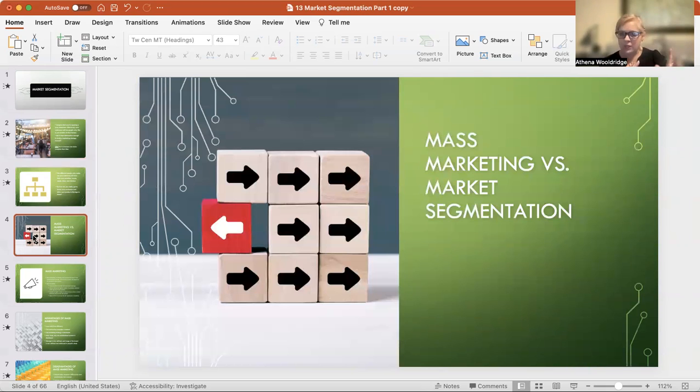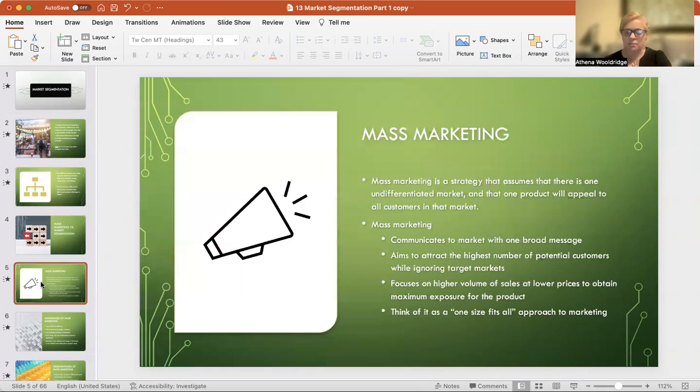Well, there's mass marketing versus market segmentation. Let's talk about mass marketing for a second. Mass marketing is a strategy that assumes there's nothing different, nothing differentiated, as we would call it. It communicates with one broad message. It is going to be really generic items that everybody uses, such as toilet paper. Everybody uses it, everybody needs it, and so it's a broad message. It aims to attract the highest number of potential customers, and it's one size fits all. That's what mass marketing is.